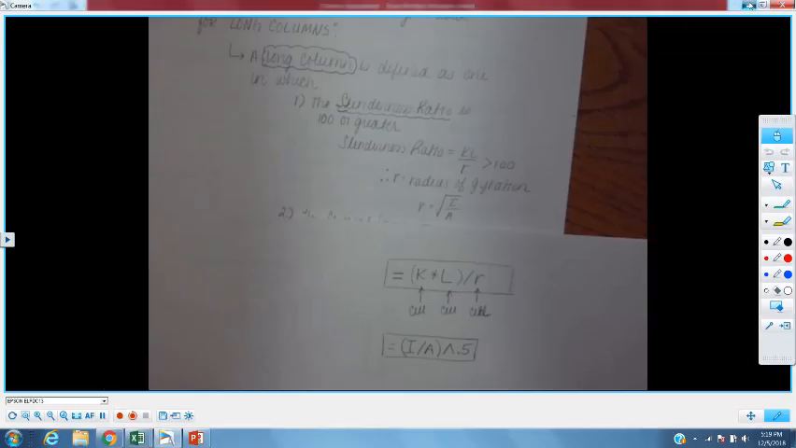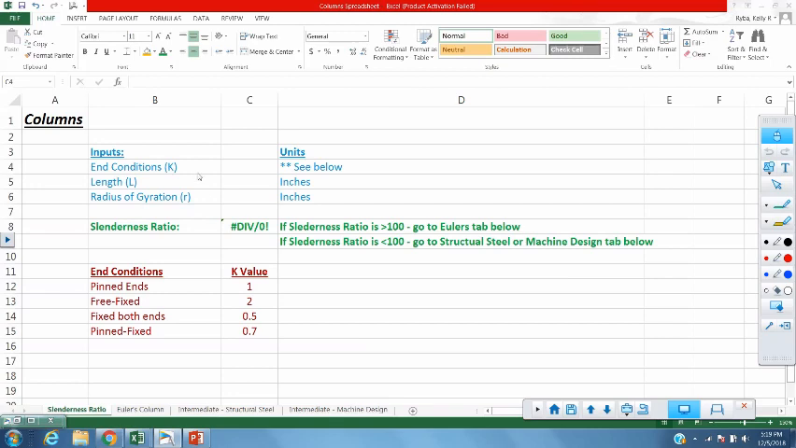And you'll notice here that we have each one of these as an input. So on the top, our first input is going to be our K value. Our K value is dependent on the end conditions. Down below, I have a reference from the page in the textbook. So if we have pinned ends, that K factor is a 1. If we have free, or if one free end and the other fixed, it's going to be 2. If we have fixed on both ends, it's 0.5.